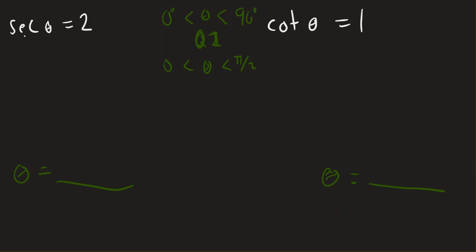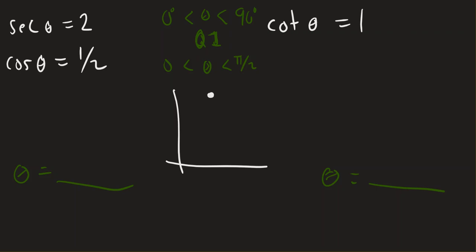So for part A, let's switch this over. I don't memorize values for secant, but I do memorize values for cosine. Cosine's the reciprocal of secant. So if I took the reciprocal of the left side, that's okay as long as I take the reciprocal of the right side. And in quadrant 1, cosine is a half right there. The angle that happens at is 60 if you're talking about degrees, and pi over 3 if you're talking about radians.